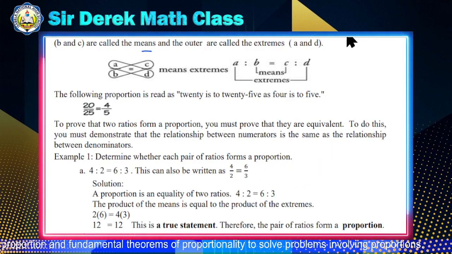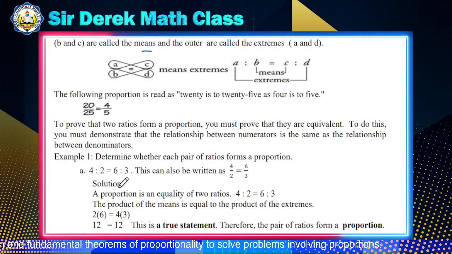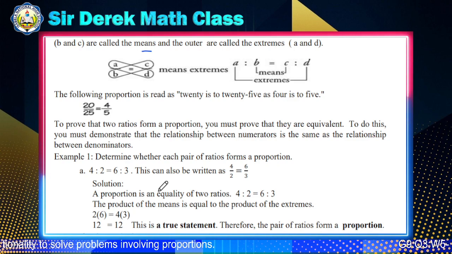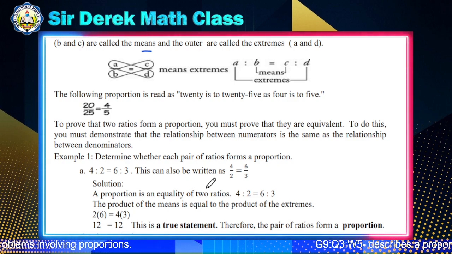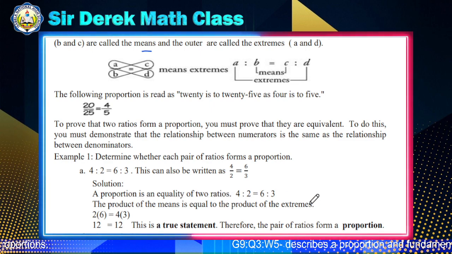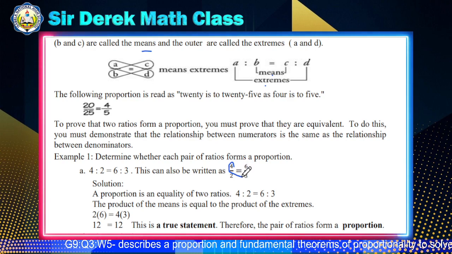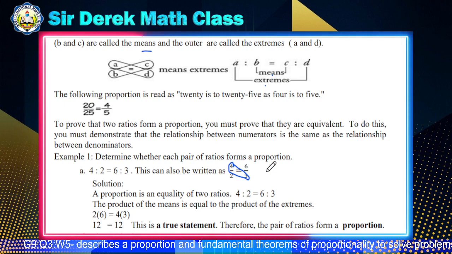So let's continue. We are going to tell whether this will form a proportion. A proportion is an equality of two ratios. Take note of that: equality of two ratios. So the product of the means is equal to the product of the extremes. Consider these means and extremes. But before that, you just follow this: you cross multiply.